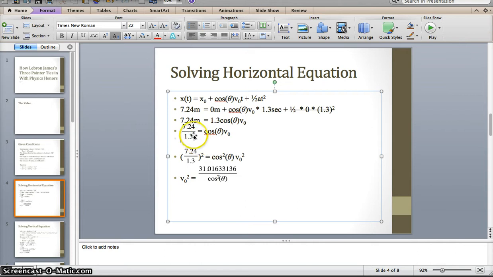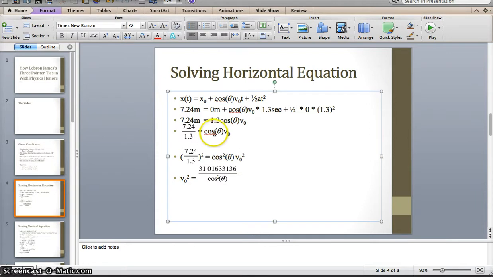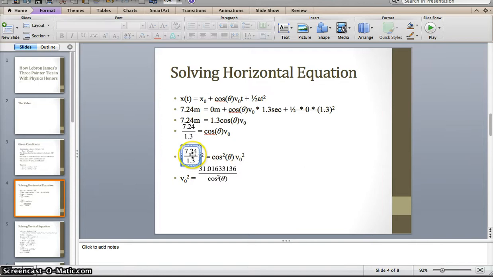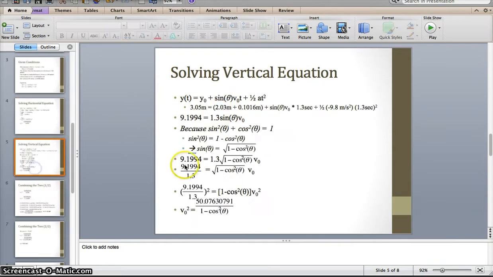With a little bit of number messing around, we eventually get to the idea that 7.24 divided by 1.3 is equal to cosine theta v sub 0, and when we square both sides, as we do in the next line, 7.24 divided by 1.3 squared is equal to cosine squared theta times v sub 0 squared. And then you move around the numbers, figure out what this value is, and then you have v sub 0 squared equals this 31 point, all these other decimal places, divided by cosine squared theta. Now this is the main equation we will be working with. And so then we move on to the vertical equation.